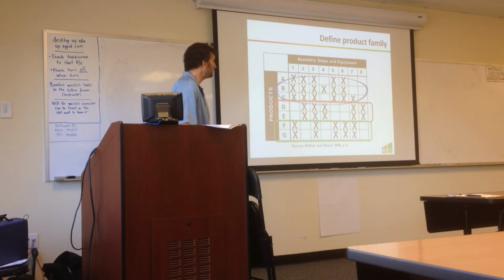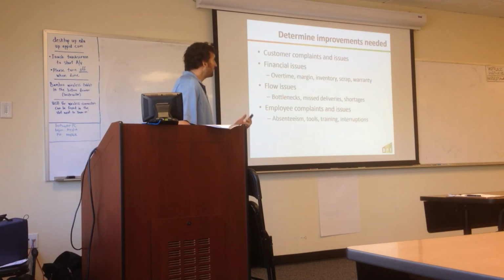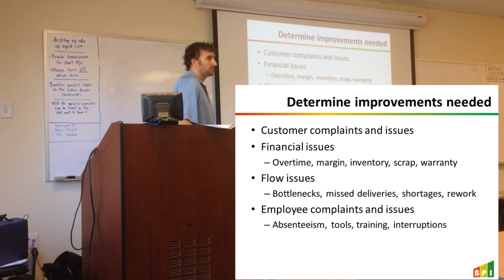So it's called a product family. If it's a standalone and it's only A and it has its own unique process, then we just keep it by itself. But it's easier if you can get more things into the same flow. Then you have more repetition and you have more consistency in the process. So then we determine what do we need to improve on this value stream.